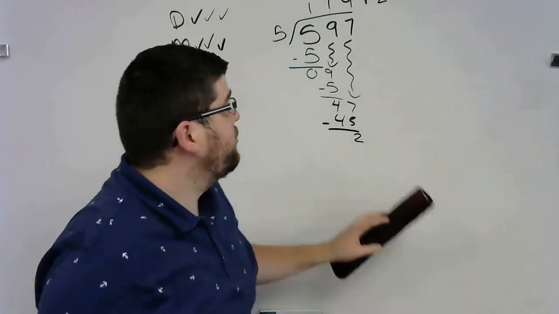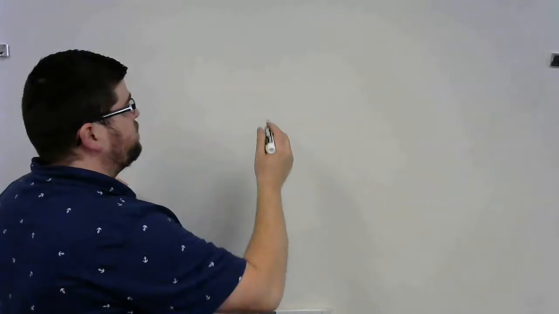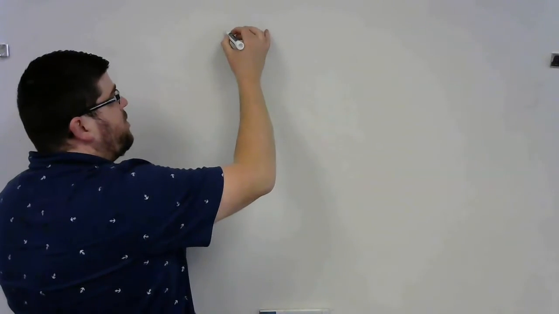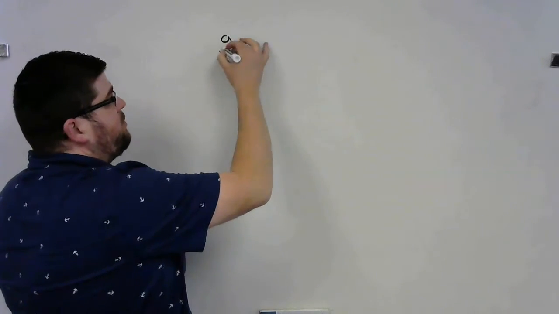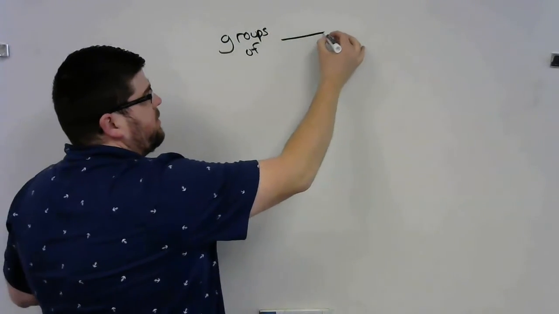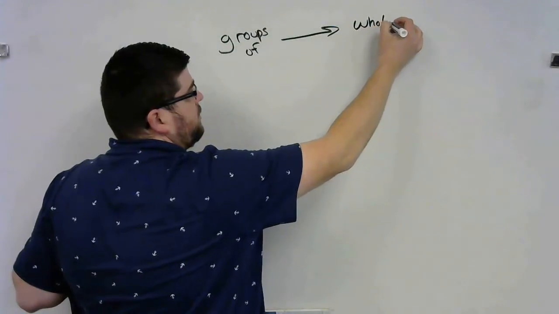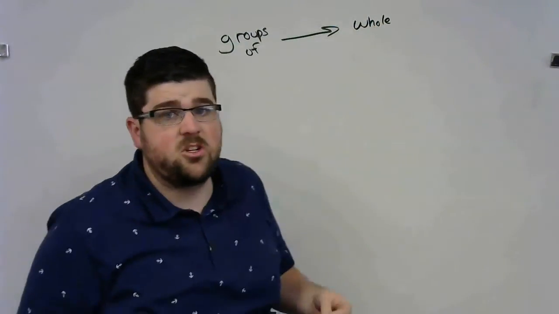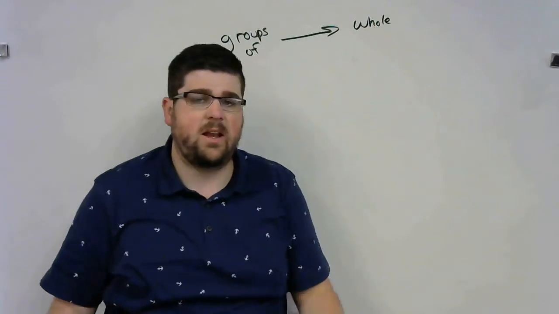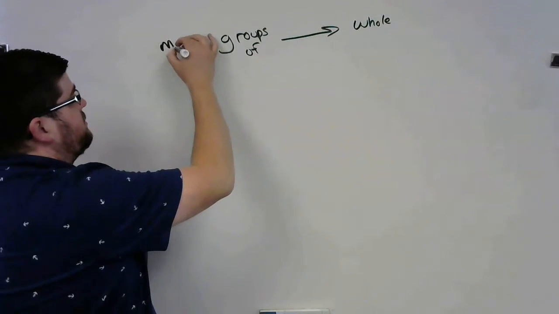I want to talk just for a brief second about how you know whether a problem is a division problem or a multiplication problem. When it's a multiplication problem, we have groups of something and we're trying to get a whole. Just like with addition, we have smaller numbers that we're trying to add up into a whole. That's what multiplication is.